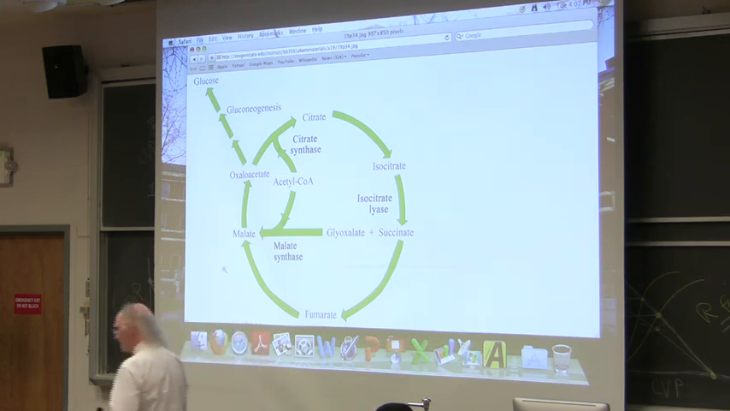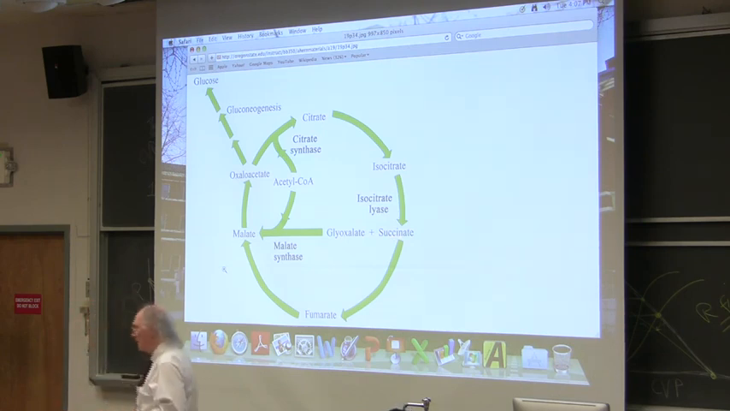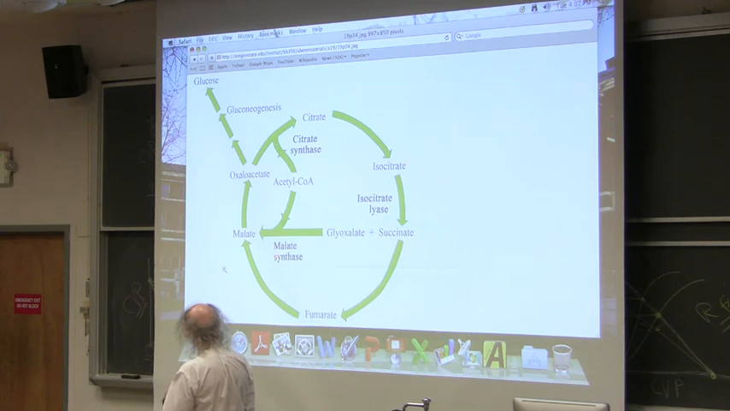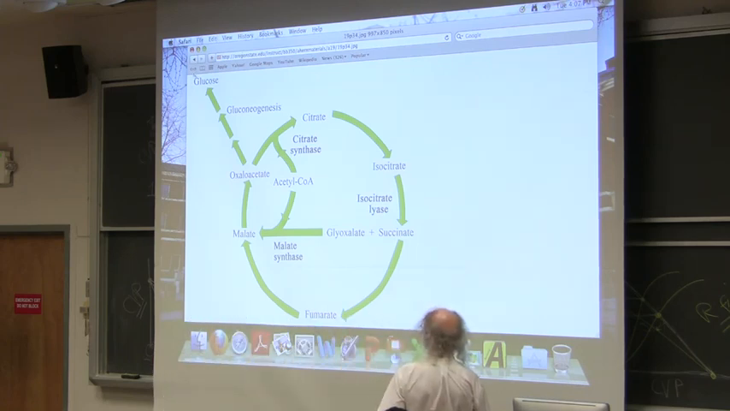Yes? Oh, okay. So succinate's 4 carbons, glyoxylate is 2 carbons. Okay? So we take 2 here, we add 2 with acetyl-CoA, and we've got malate. Okay. Well, that is the glyoxylate cycle.